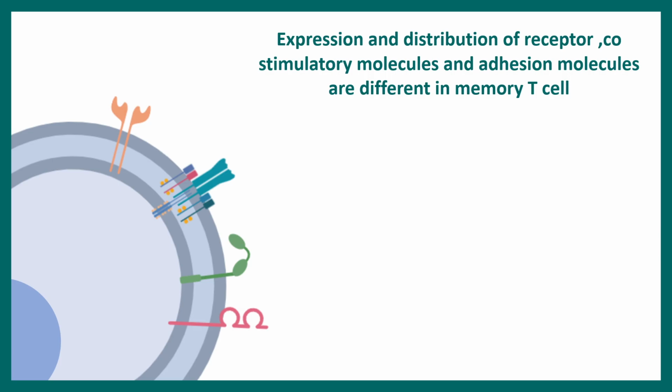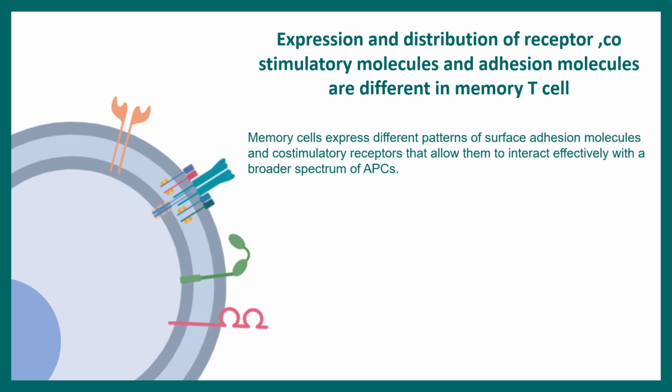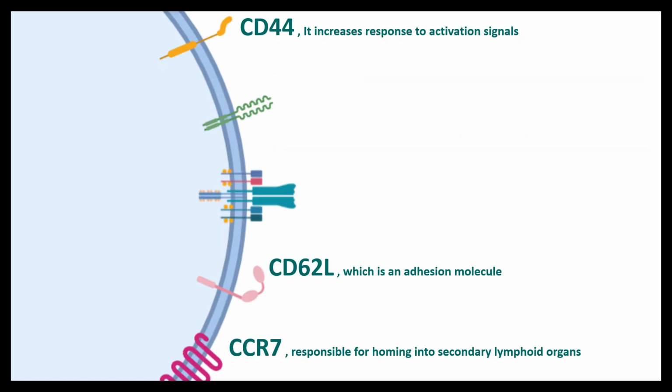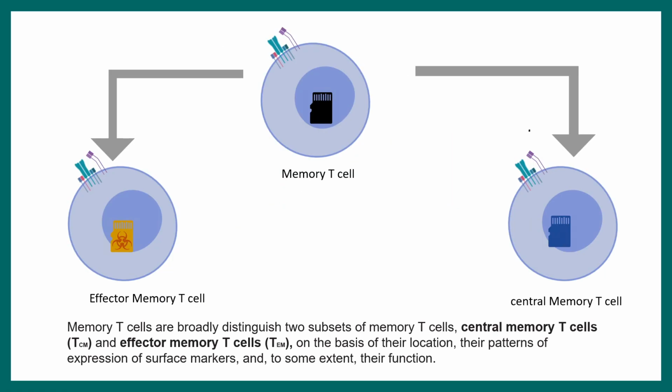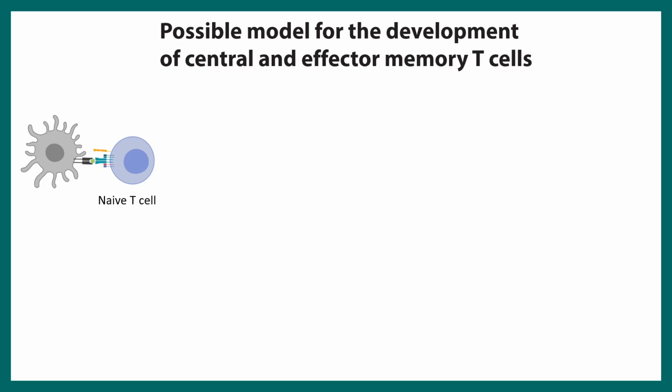Now naive T cells and memory T cells are very different based on the expression of distinct receptors and co-stimulatory molecules present on these cell types, such as CD44, CD62 ligand, CCR7 chemokine receptors, etc. Now memory T cells display the property of recirculation. Memory T cells are of broadly two types: effector memory T cells and central memory T cells. In this video, we are not going to talk about these subtypes in detail. If you want to know more about these cell types, you can watch a different video.